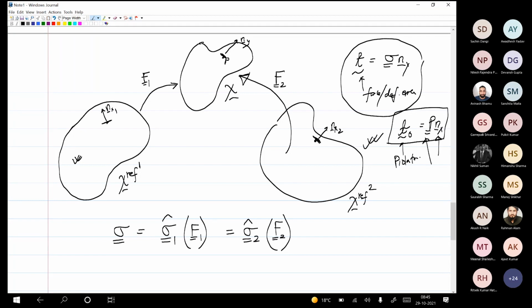If you have two different reference configurations, because the function has F as an argument and F depends on the reference configuration, the sigma hat function is therefore different. One has sigma 1 hat and the other has sigma 2 hat, so basically it's two different functions. I hope you guys are following what I'm saying. So you have two different functions, but they have to give you the same result. The outcome sigma must be the same.